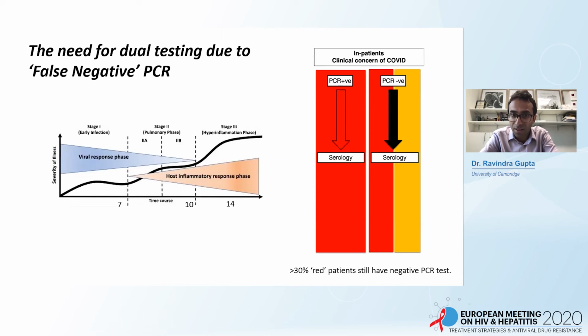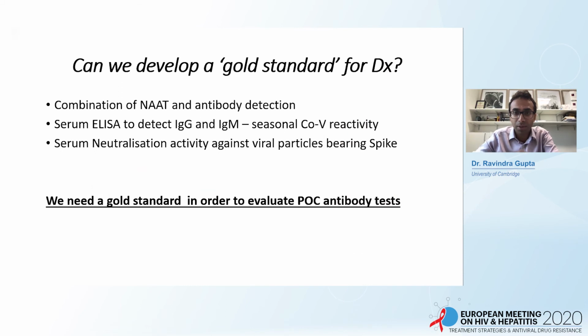But the problem, as I said earlier in COVID-19, is that the second phase of disease is associated with a loss of virus from the nose and throat and an increased inflammatory response that can be detected by detecting antibodies. We have to develop a gold standard for diagnosis of COVID-19. So we decided we were going to combine nucleic acid testing and antibody testing to make a composite endpoint. We used serum ELISA to help validate this.